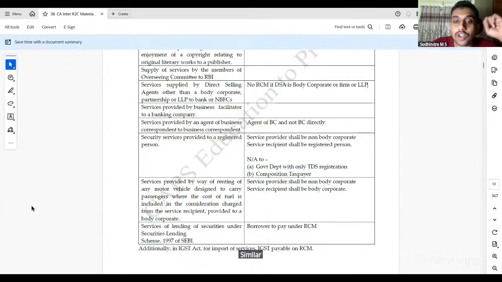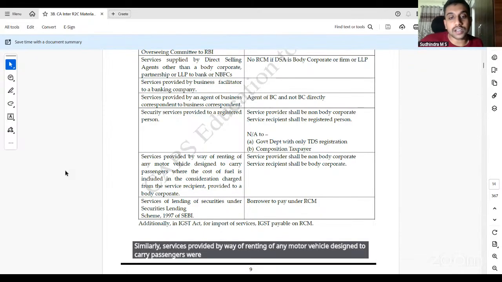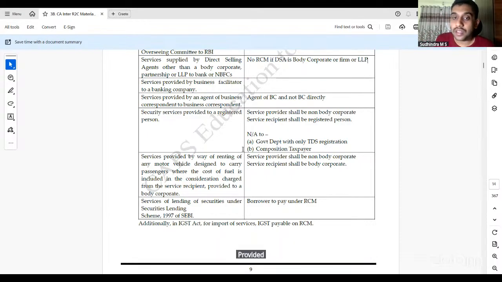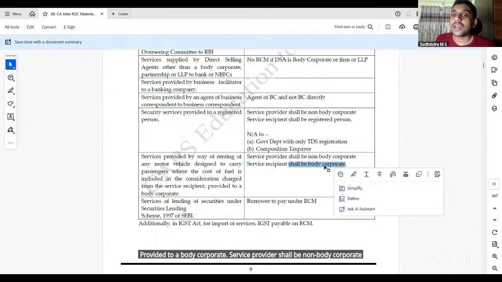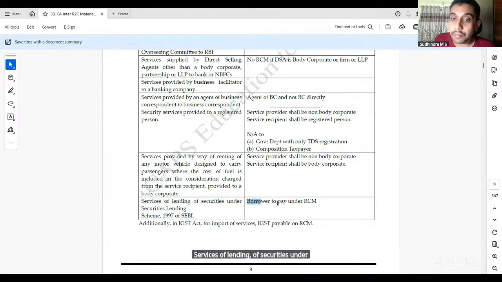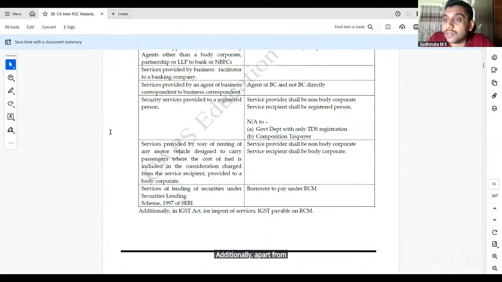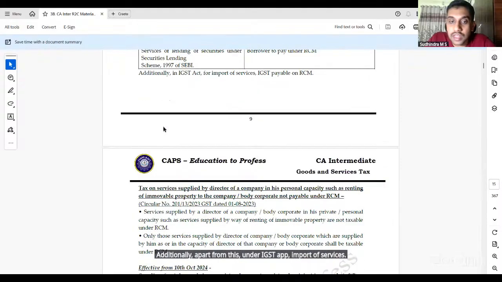Similarly, services provided by way of renting of any motor vehicle designed to carry passengers where the cost of fuel is included in the consideration charged from the service recipient, provided to a body corporate. Service provider shall be non-body corporate, service recipient shall be body corporate. Services of lending of securities under the securities lending scheme, borrower to pay under RCM. Additionally, apart from this, under the IGST Act, import of services comes under RCM.